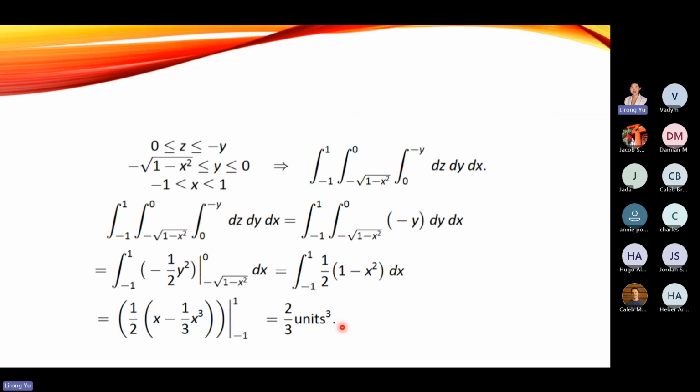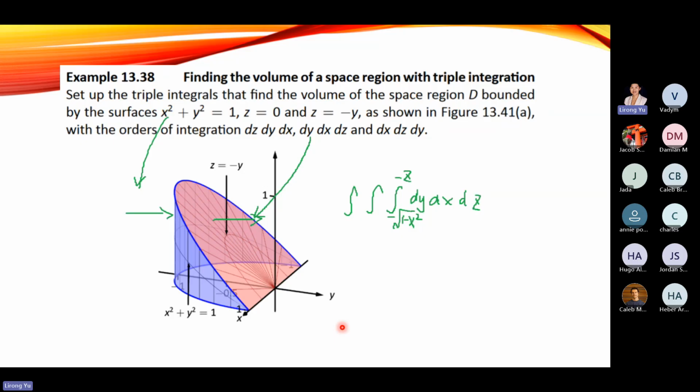I went through all these examples in the hope that we will have the freedom to choose whatever integration order we decide to use. Now let's look at the second scenario. For the second one, we're choosing the integration order dy dx dz. So how do we do this?